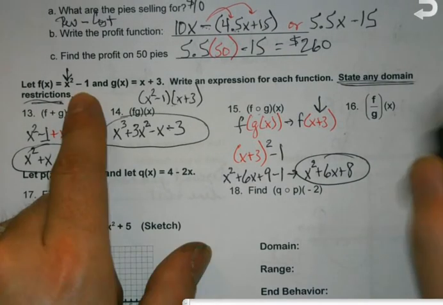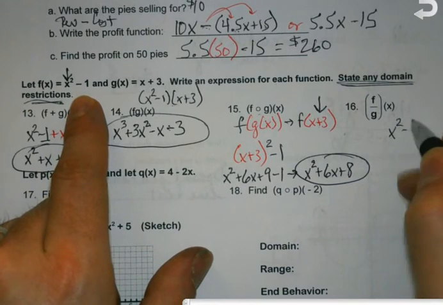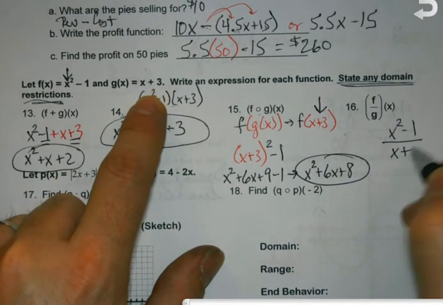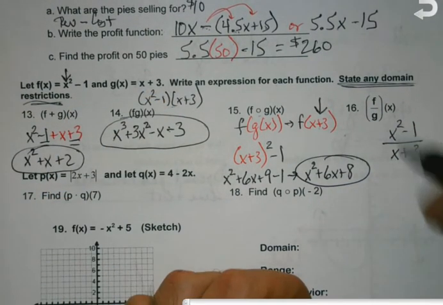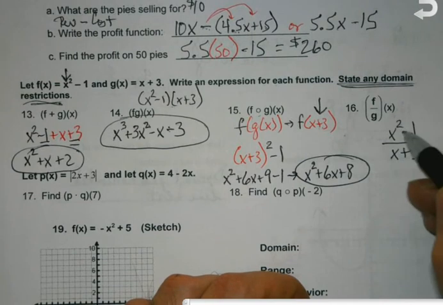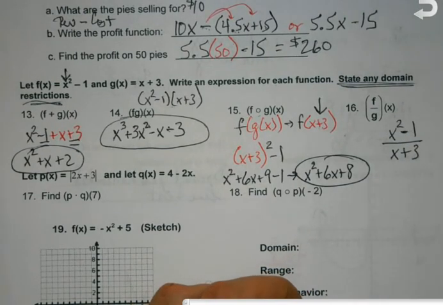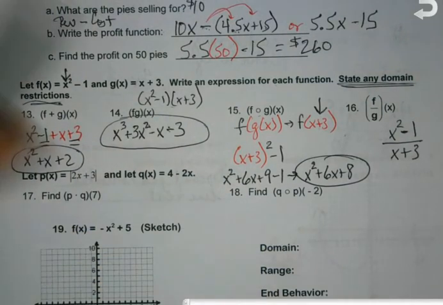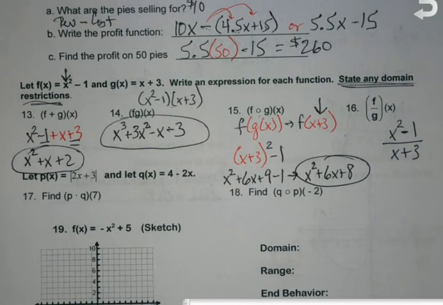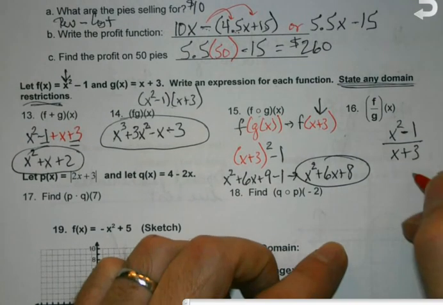Number 16, f divided by g. So x squared minus 1 over x plus 3. I cannot cancel x's, okay? These are all bonded with plus and minus. But here's my question: are there any restrictions? What number would cause 0 in the denominator?